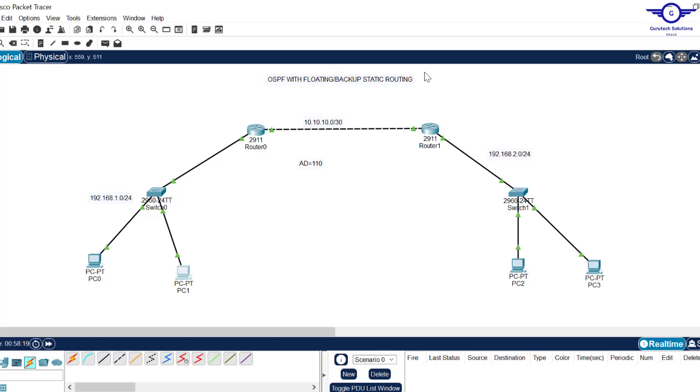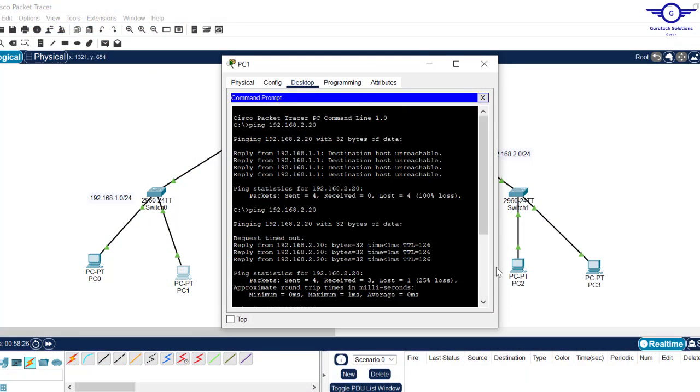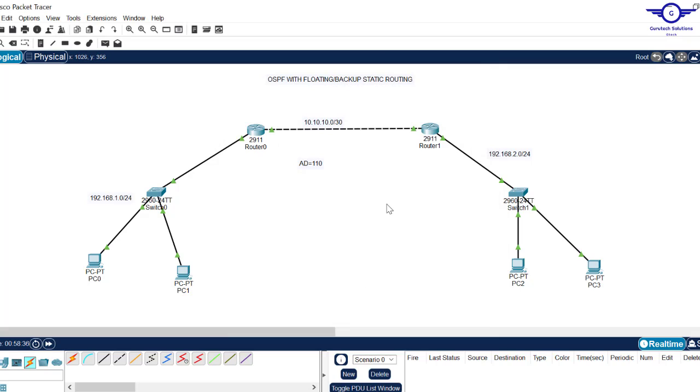So that's how to configure a default static route in any topology that you come across. You can see the communication has just gone through, and that's how to do it. Very, very simple. So maybe if you have any question, I can further explain to you.